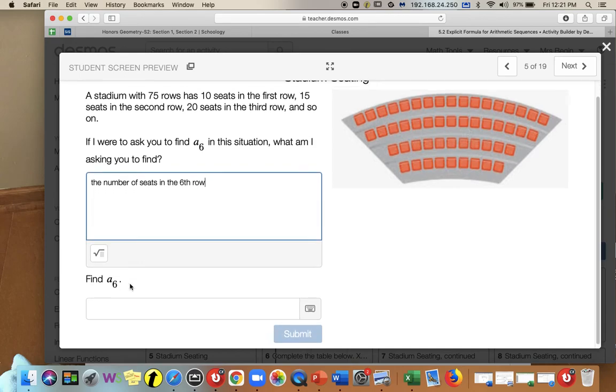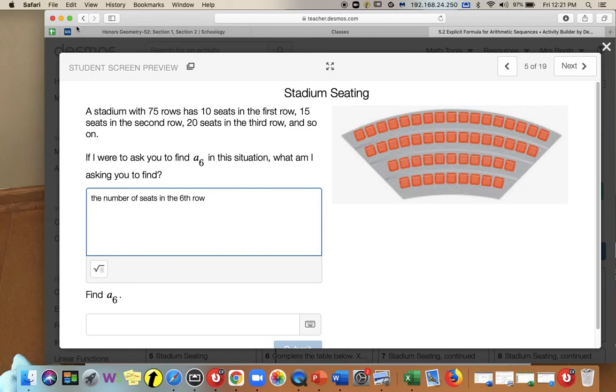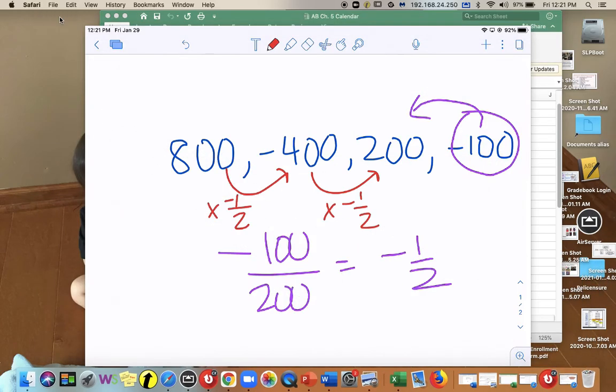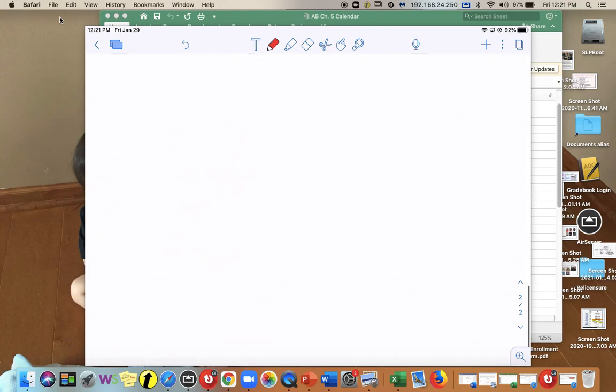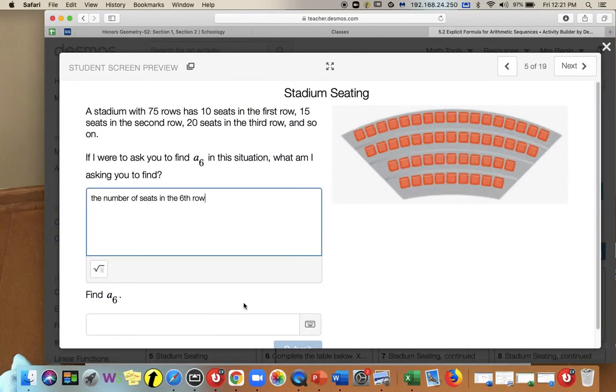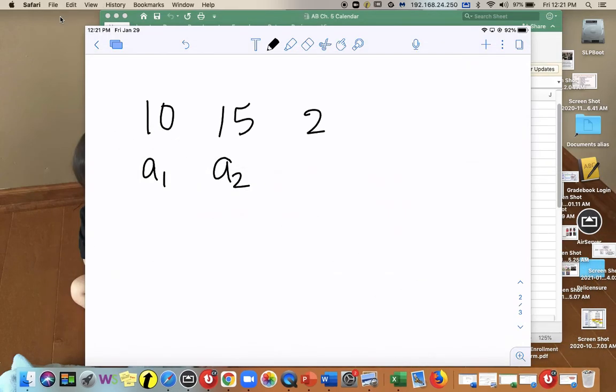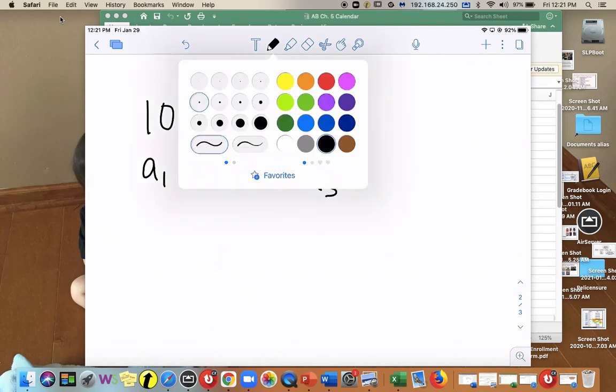And now if we find a sub 6, again, if I'm listing this out, here's my scratch paper. In my first row, we have 10 seats. So there's the first row. In the second row, we have 15 seats and 20 in the third row. So it goes 15, 20. And we want to know, okay, this is increasing. What is it increasing by? Are we adding or multiplying? And here we can see we're clearly adding by 5 every time. But if you didn't know, you could take 20 minus 15, get 5. 15 minus 10, get 5. So we can see that we're adding 5 every time.